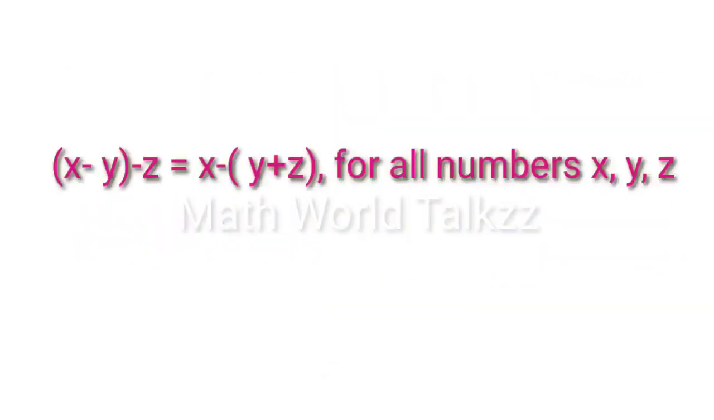Okay. And the second one, x minus y minus z equals x minus y plus z, for all numbers x, y, z. So if we want to subtract two numbers repeatedly from the same number, we can use this principle.